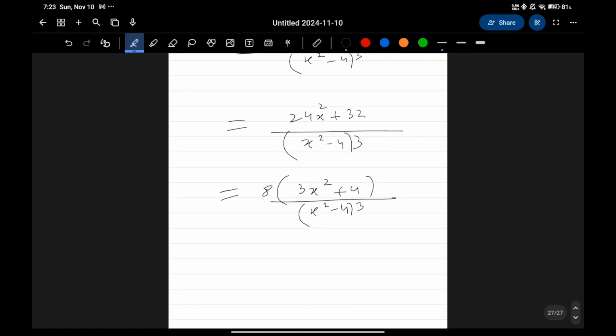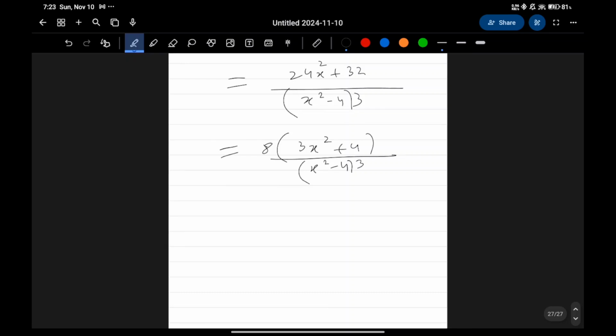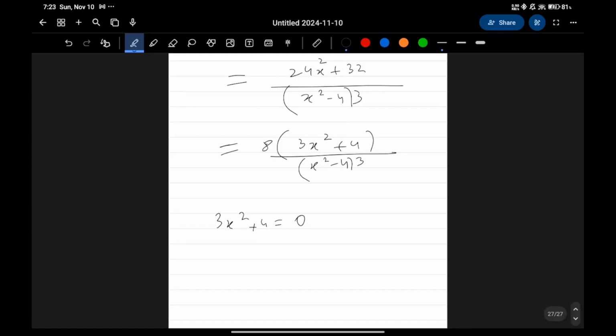Now we have to do the concavity test. Equate the top and bottom equal to 0. 3x squared plus 4 equals 0. This would be 3x squared equals negative 4. Wait, what?